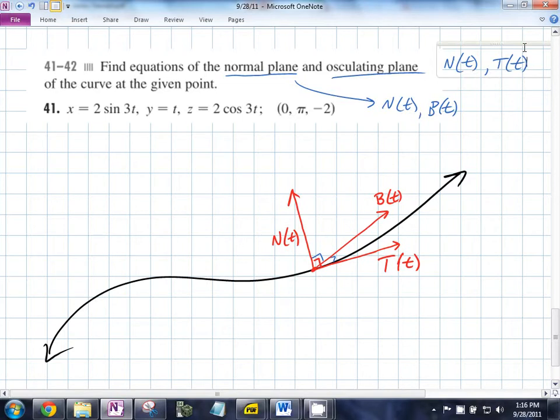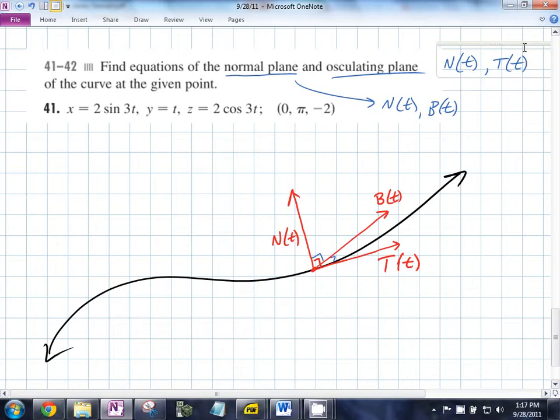Those are all perpendicular to each other, right? What information do you need in order to write the equation of a plane? You need a point and a normal vector, right? So if we find these things at a given point, can we find any plane we want with any combination of these two? Yeah. Let's come up with a name. What would the plane be called that goes through B of t and T of t?